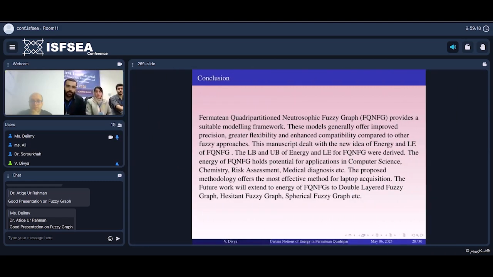Conclusion. Fermatean quadripartition will provide a suitable modeling framework. This method offers improved precision and greater flexibility compared to other fuzzy approaches. In this work, I have found the energy and application of energy for the Fermatean quadripartition graph. Similarly, we can apply this energy concept to different types of graphs.